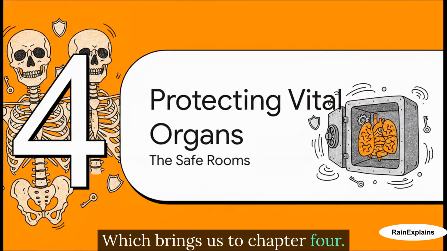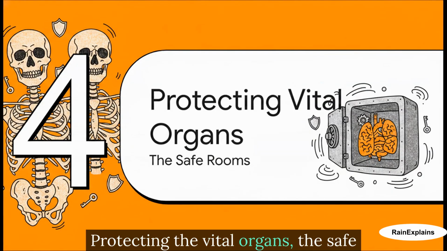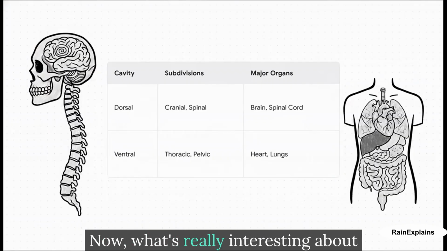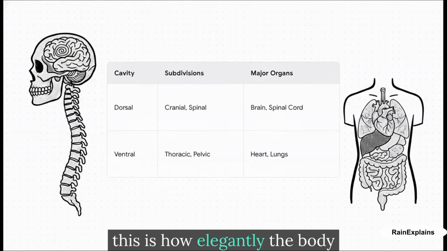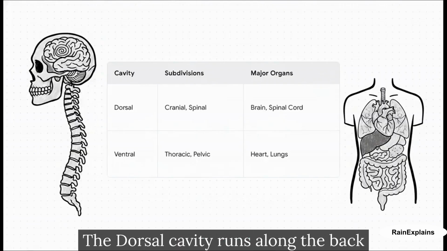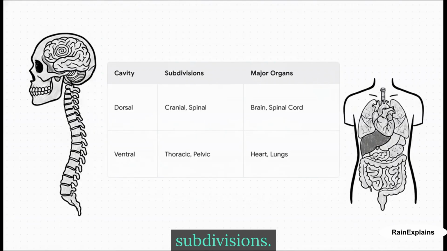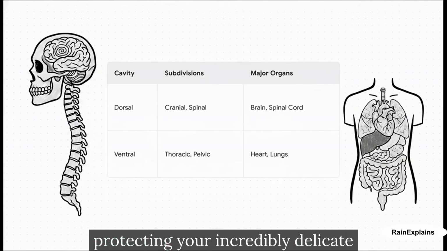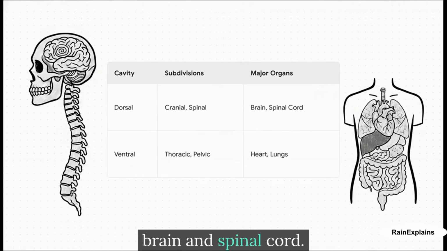Which brings us to Chapter 4, protecting the vital organs, the safe rooms. Now, what's really interesting about this is how elegantly the body compartmentalizes risk. We essentially have 2 main safe rooms. The dorsal cavity runs along the back and holds the cranial and spinal subdivisions. It's basically a solid vault of bone protecting your incredibly delicate brain and spinal cord.